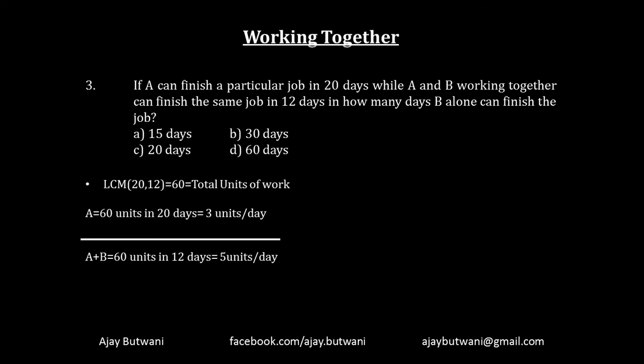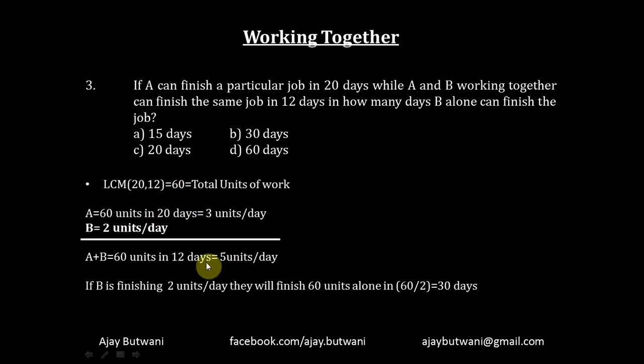I hope you have got this particular question. I am supposed to add something to this 3 units to get this 5 units. What would be that particular number? That would be the total units done by B in one day, and that is nothing but 2 units per day, isn't it? Now the question is asking in how many days B alone can finish the job. The total work is 60 units. B is doing 2 units per day. With the speed of 2 units per day, he is going to take 30 days to finish the job.